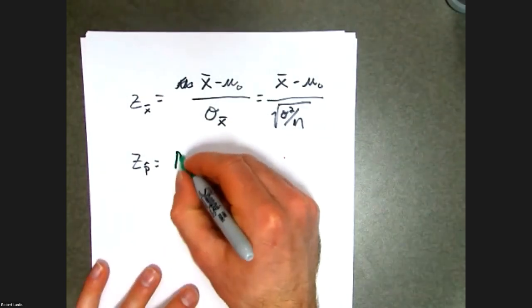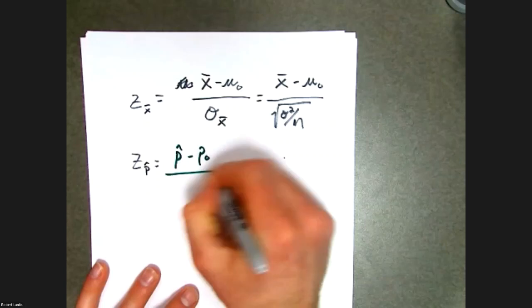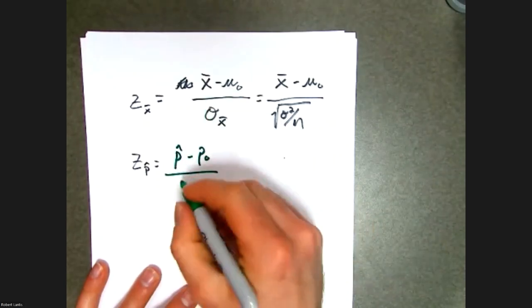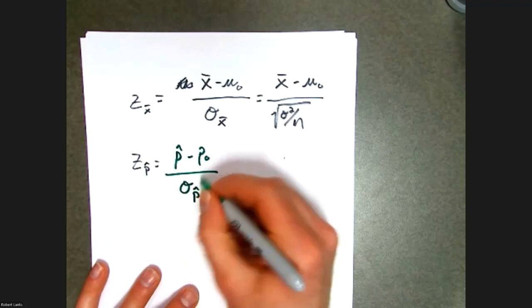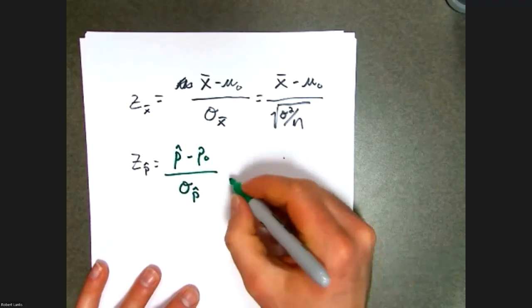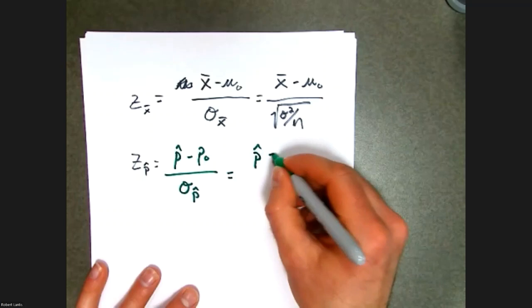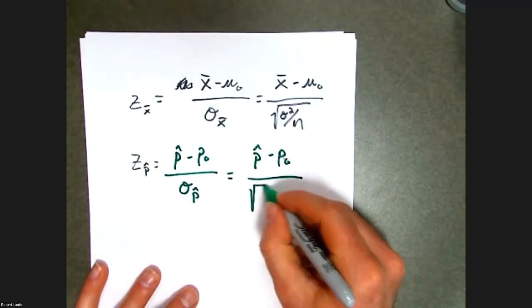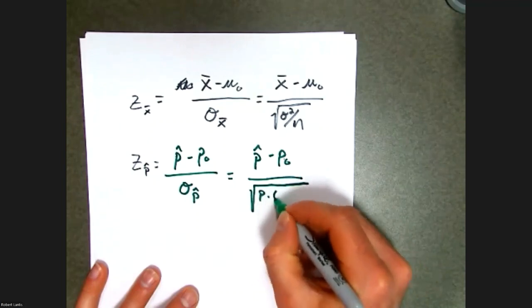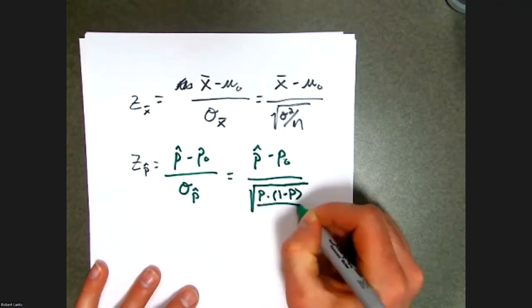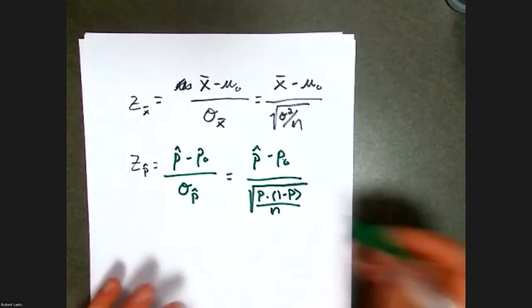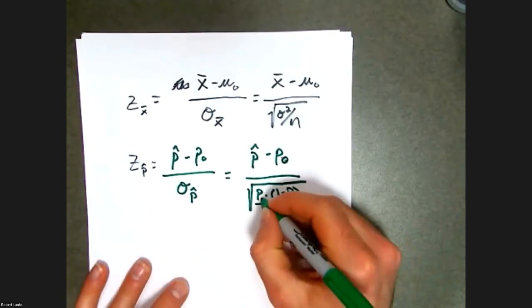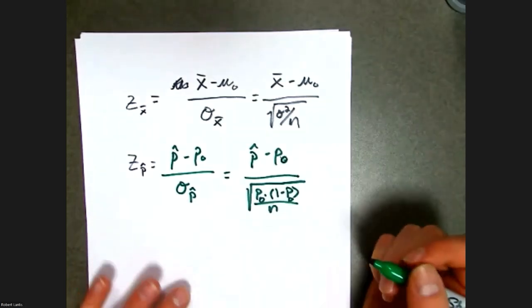For our sample proportion, it's going to be the same setup. I take the sample statistic, subtract the assumed true population statistic, and then divide by the standard deviation of that statistic. It's just now, typically, what would the standard deviation of our sample proportions be? Usually it's the square root of p times 1 minus p over my sample size. But I don't have a known population proportion here. But I do have an assumed true population proportion.